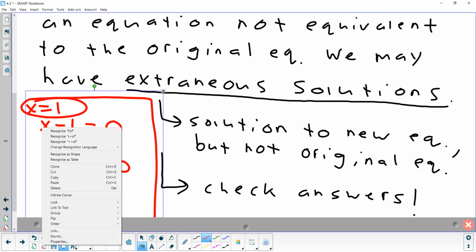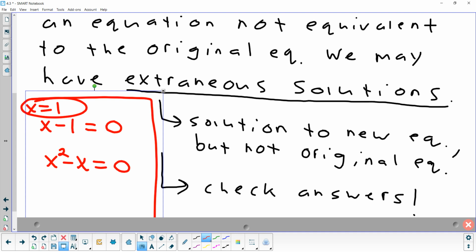Does 0 work back in the original equation? No. So by multiplying both sides by x, you created an extra answer to the problem that does not work in the original equation. And the extra answer here is 0.